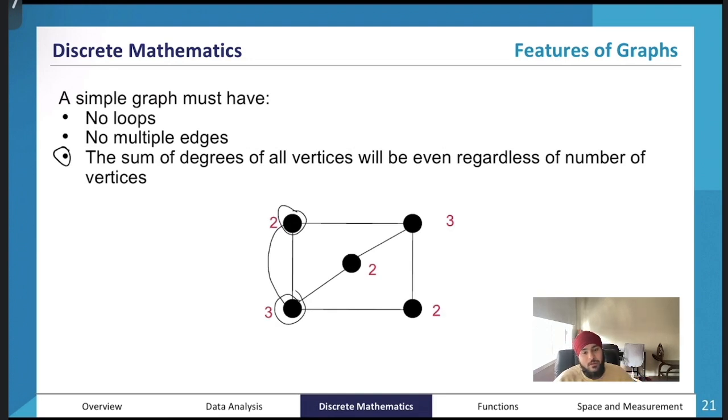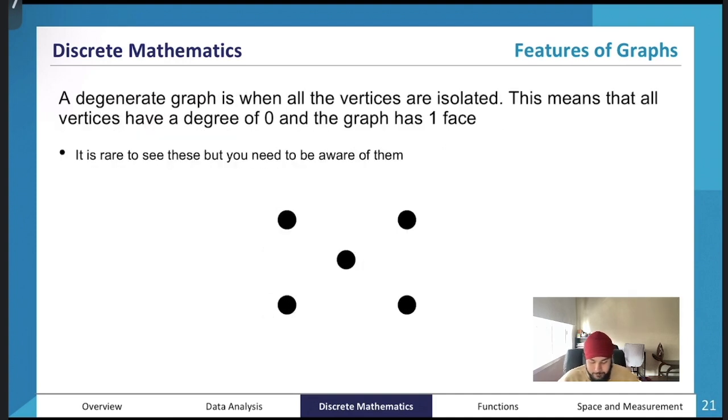If it's not, then it's not a simple graph. So here's an example. We've worked out the degrees of all these vertices, so completely ignore this edge over here. Okay, and if we add that up together, we get 12, so therefore this is a simple graph. So it has to meet not one of the criteria, but all of the criteria in order to be a simple graph.